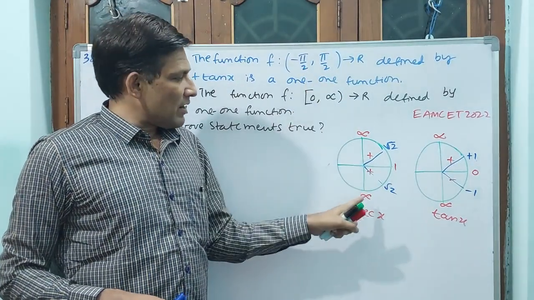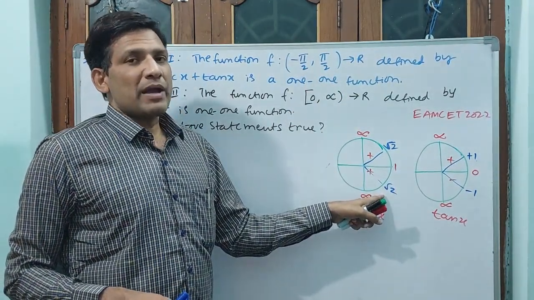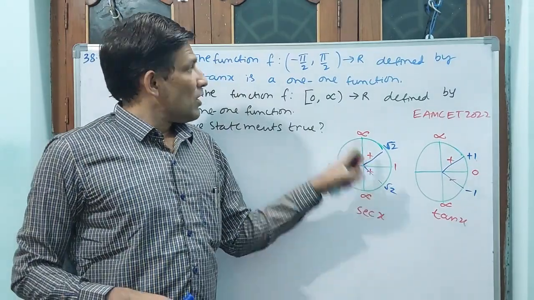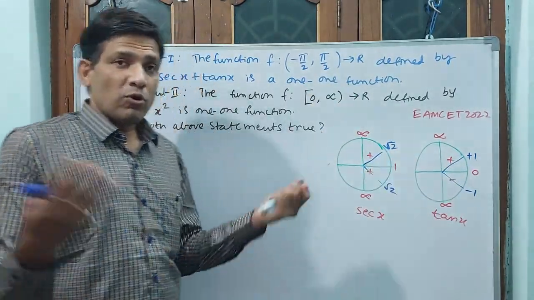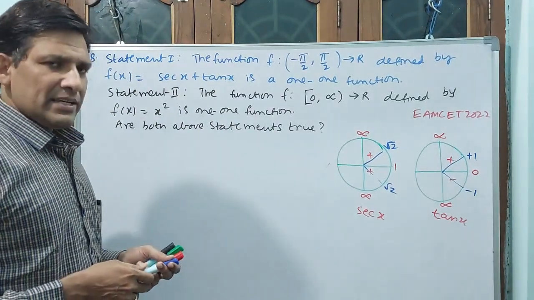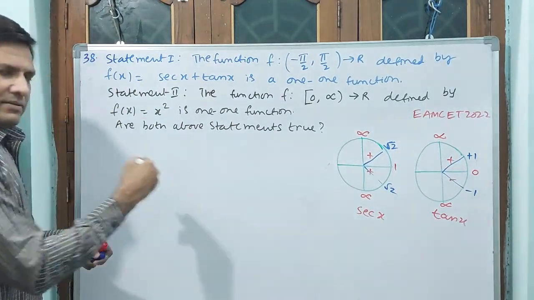Minus pi by 2 you are not giving. After minus pi by 2, let us take pi by 4. If you give pi by 4, plus pi by 4 value is different, minus pi by 4 value is different. Both are different. Okay. Let us see those values.